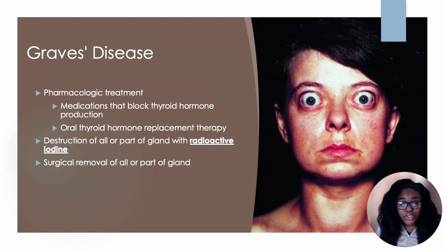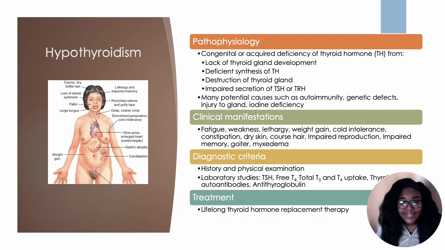And again, it is treated by the destruction of part or all of the gland, with radioactive iodine or surgical removal. But as you can see, this individual has not had their thyroid removed yet, and you can kind of see a bulge in this individual's neck, and that's the goiter that we speak of. That's the bulge in the neck. So with this individual, this is kind of a classic clinical picture of Graves' disease and hyperthyroidism.